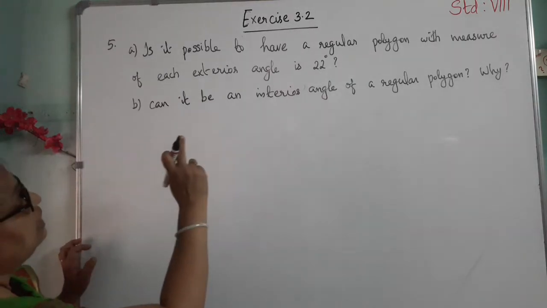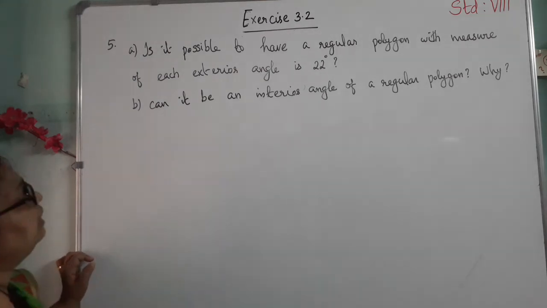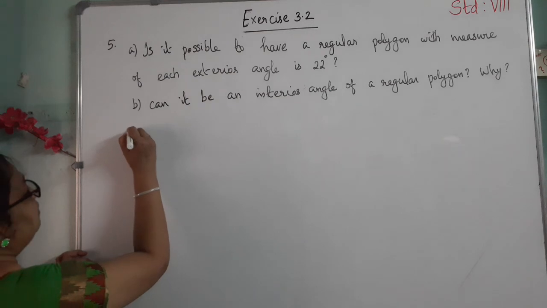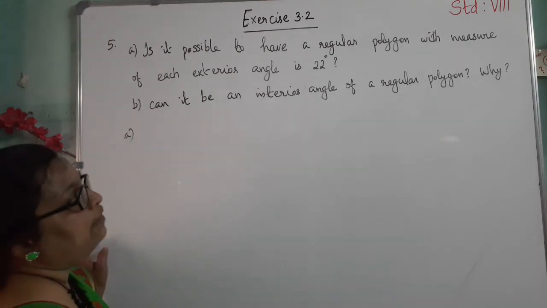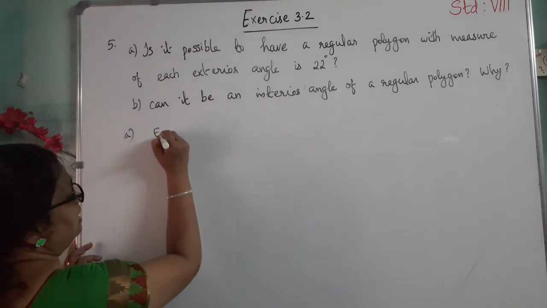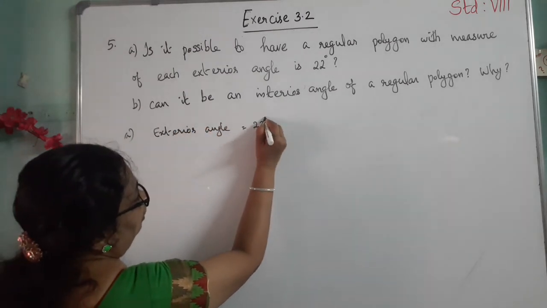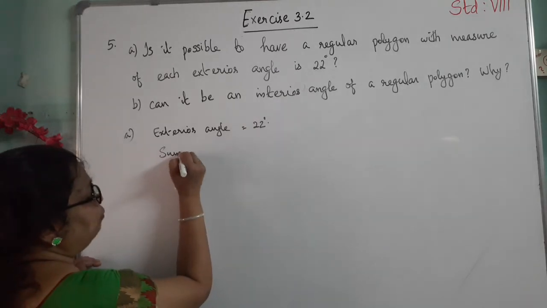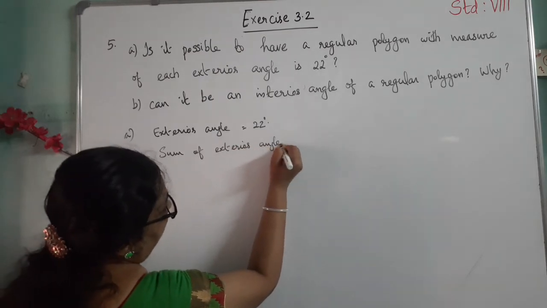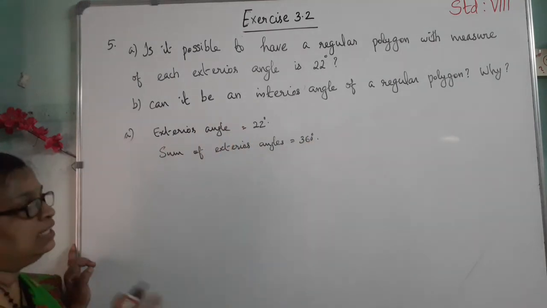Next question: is it possible to have a regular polygon with the measure of each exterior angle 22 degrees? And one more: can 22 degrees be an exterior angle, and can the corresponding angle be an interior angle of a regular polygon? Why? First, part A: is it possible to have a regular polygon with each exterior angle equal to 22 degrees? The exterior angle is given as 22 degrees. We know that the sum of exterior angles is equal to 360 degrees. In a regular polygon, all the sides are equal.